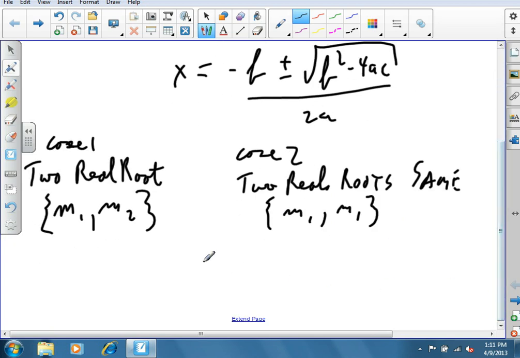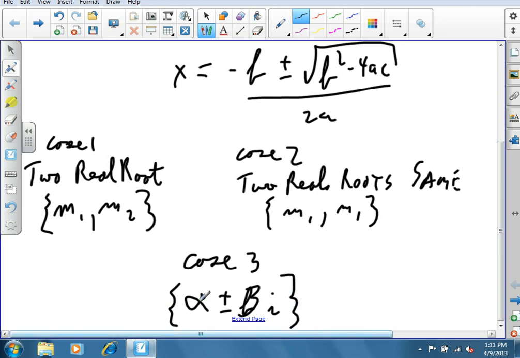Or, case 3, the square root under here becomes imaginary, and then I could have imaginary roots. Alpha plus or minus beta, that's not beta, beta i. So I could have two imaginary roots, alpha plus or minus beta i. So those are my three cases if I have something like that.